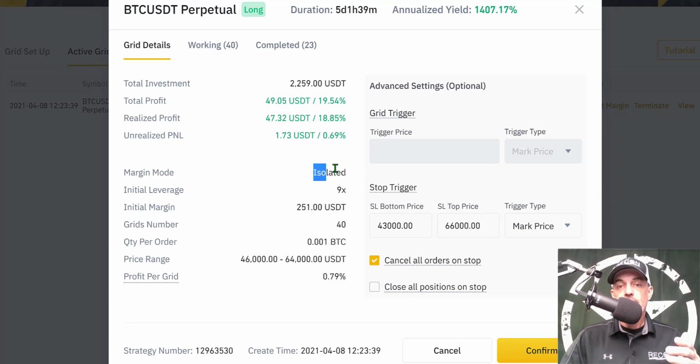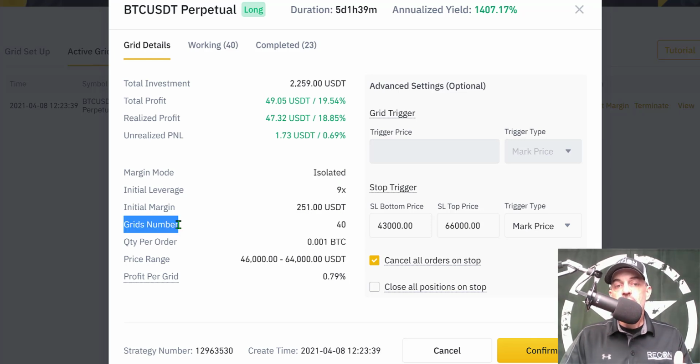And I limited that risk by choosing isolated margin versus cross margin mode. With isolated, it's isolated to this one position. With cross, it can actually be spread out over your other similar assets.